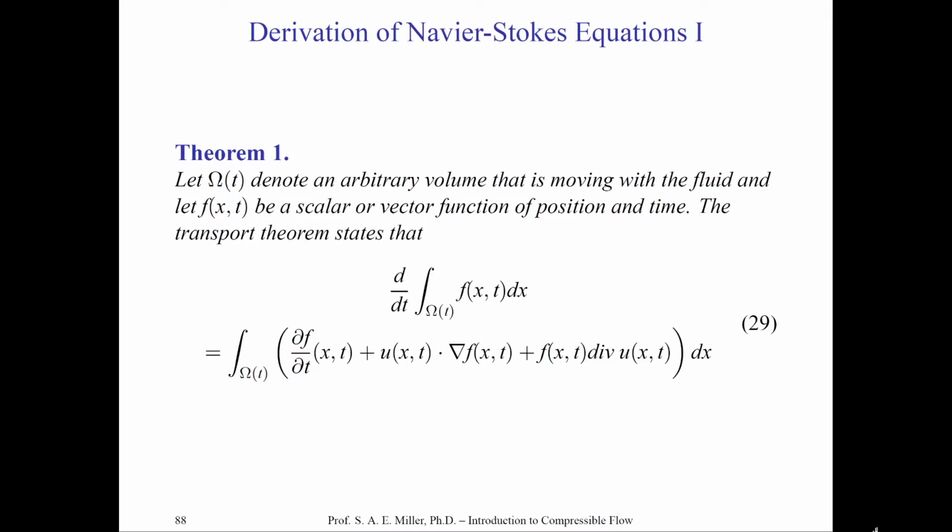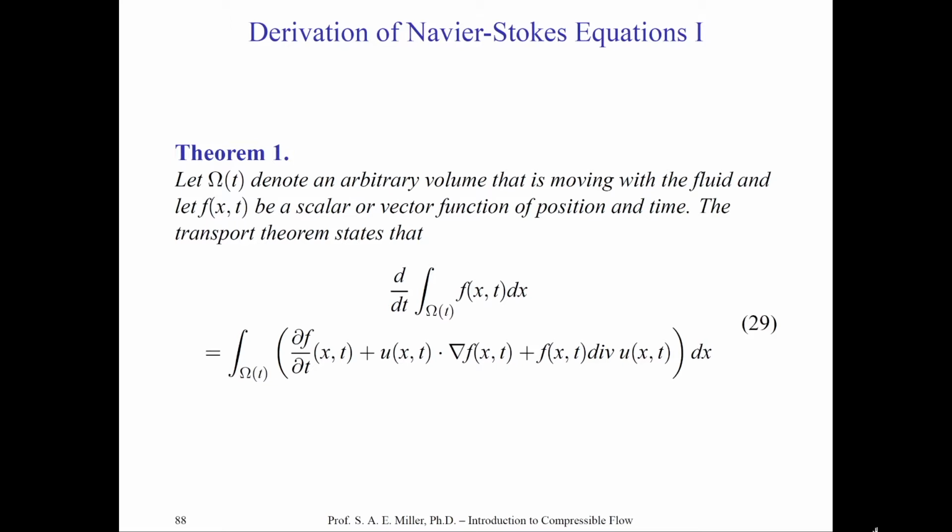We'll say capital Omega of t denotes an arbitrary volume that is moving with the fluid. That's the particular fluid parcel. We'll call it Omega. That's the fluid parcel. And we'll let little f of x, t be some scalar or vector function of position and time, which we can use to look at mass, momentum, and energy. The transport theorem, therefore, can be written as 29.